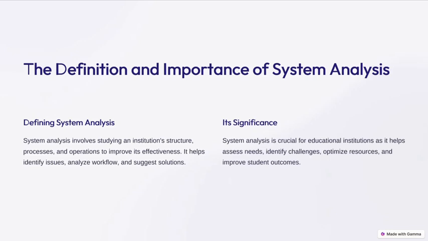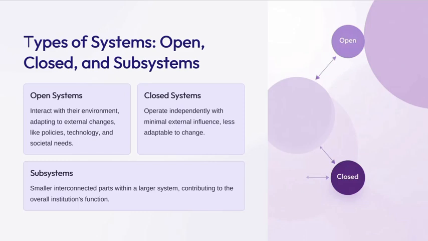So the significance of system analysis is that it is crucial for educational institutions as it helps assess needs, identify challenges, optimize resources, and improve students' outcomes. Now let's proceed to the types of systems, which are the open, closed, and subsystems. To understand system analysis, we must first know the different types of systems that exist in an institution.